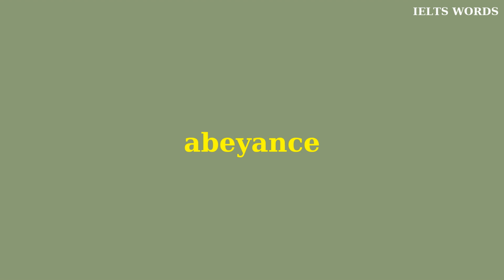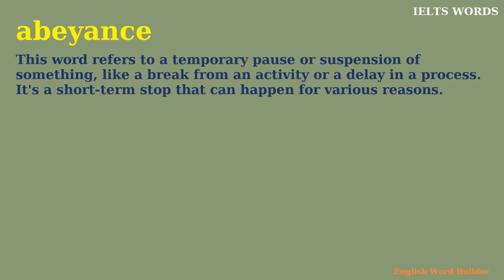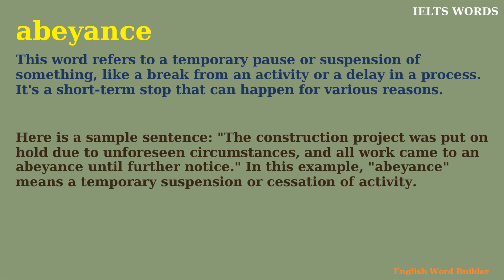Abeyance. This word refers to a temporary pause or suspension of something, like a break from an activity or a delay in a process. It's a short-term stop that can happen for various reasons. Here is a sample sentence. The construction project was put on hold due to unforeseen circumstances, and all work came to an abeyance until further notice. In this example, abeyance means a temporary suspension or a cessation of activity.